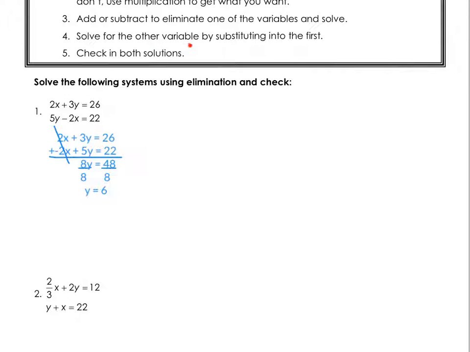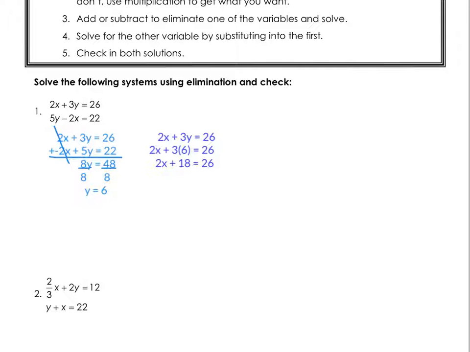Now I need to solve the other variable by substituting it into the first. So I'm going to use the first equation here. It doesn't really matter which. I'm just going to use the first one. So I'm going to rewrite the 2x plus 3y equals 26. And then I need to sub in the 6 in place of y. Now I can simplify by doing 3 times 6, which is 18. So now I get the 2x plus 18 equals 26.